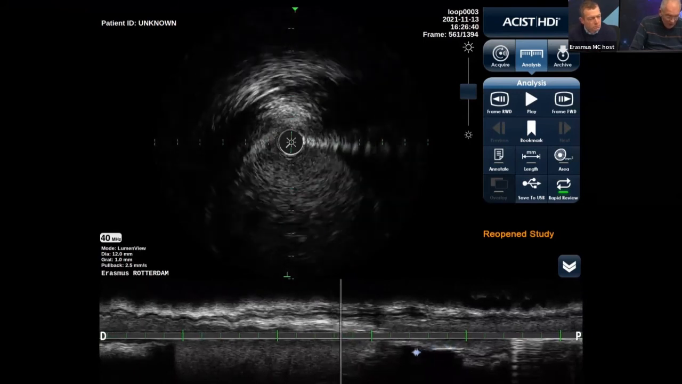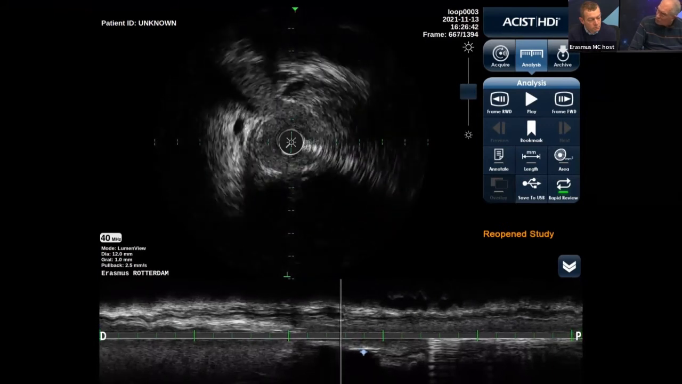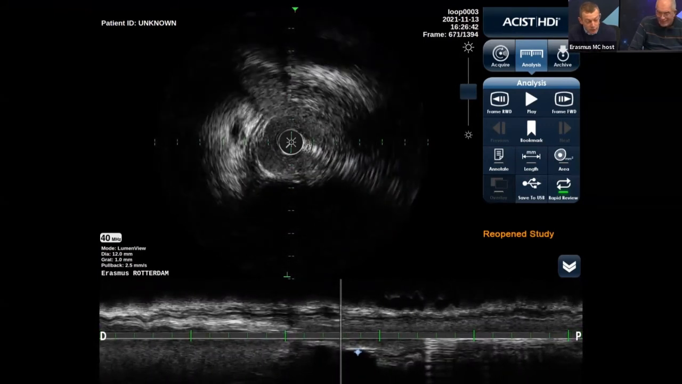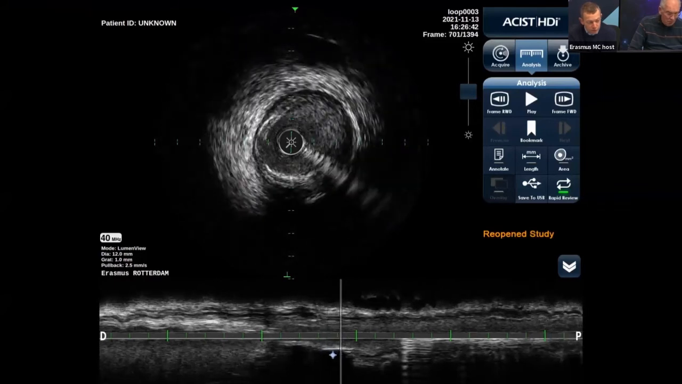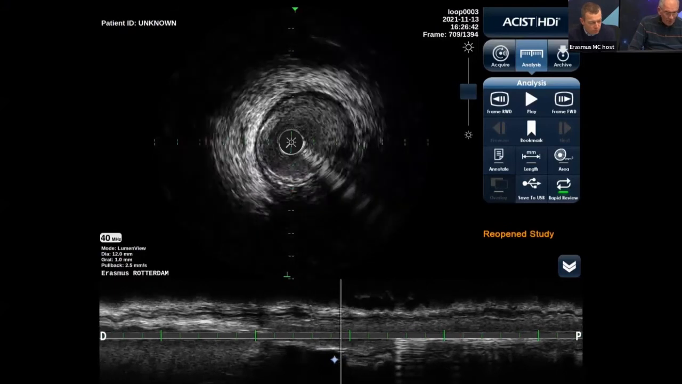And then I think, Joost, this was the moment that we can measure for stent sizing. Yeah, but we had to decide how to proceed. Do we just do another balloon and then leave it like that? Or do we want to try to put a stent?